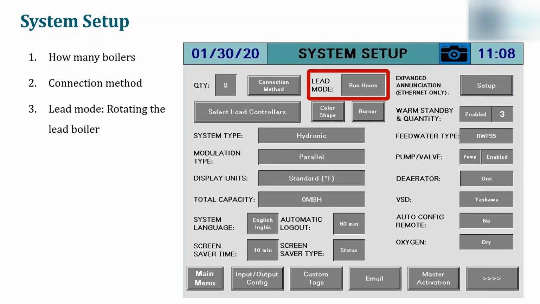The other two options that we have in here are LMV hours or LMV startups. In both those instances, the master panel is trying to keep the same number of run hours or same number of startups per LMV that's connected. And this is a good way to maintain the same number of run hours per boiler when you're using all LMVs. We'll talk about the differences between those two in later slides.